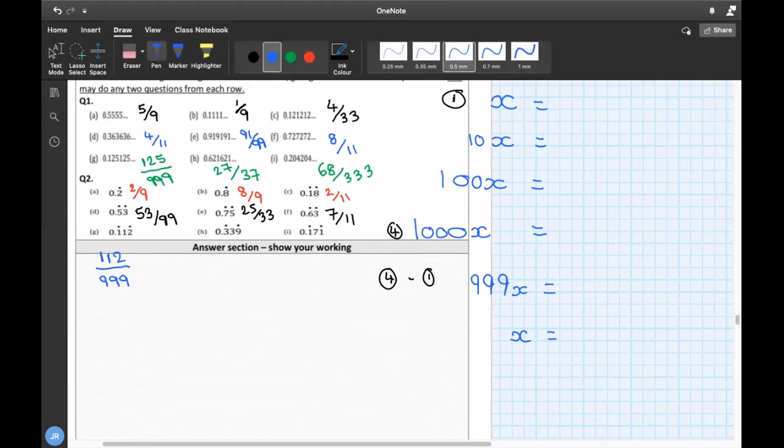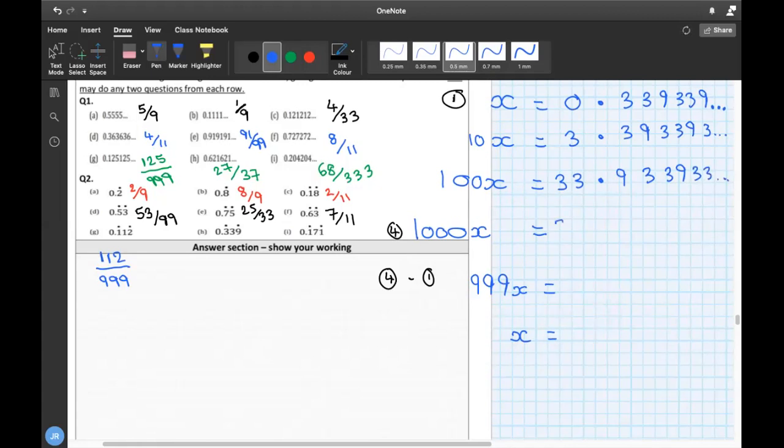So this one was x was equal to 0.339339 recurring. Times by 10, that's not going to work. 100x, that's not going to work. Let's just make doubly sure. See, they're not matching up after the decimal point.